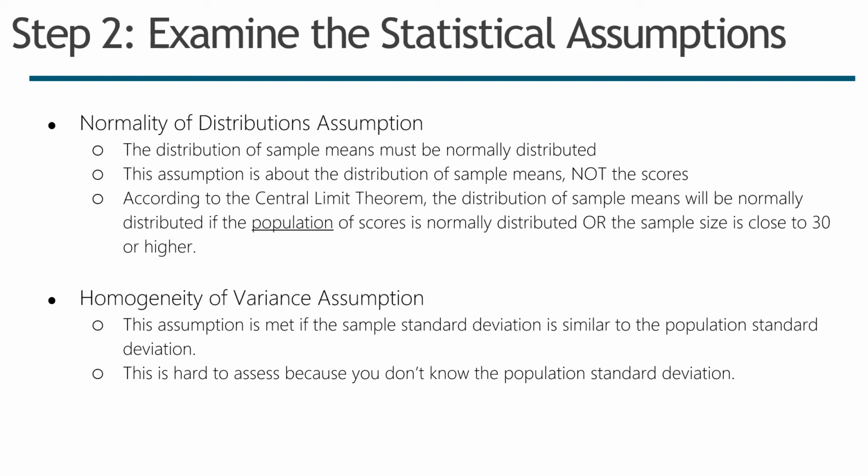Our last assumption is homogeneity of variance, and this means that the sample standard deviation is similar to the population standard deviation. This is hard to assess because you don't know the population standard deviation, and in the world of research, when people are doing this, what they wonder about is whether, if they're using a manipulation of some sort, that manipulation is going to change variability in the scores. In this study, we're not doing any manipulating. We're just asking people how long they think the length of the lines are. So we don't think that the variability in the data set is going to change at all.